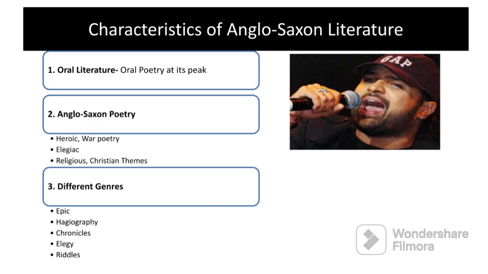Then hagiography, which is the stories on the lives of saints and martyrs. Then chronicles. Chronicles is the documenting of important events in history. Next was elegy. Elegy, I told you, is a funeral song. Then riddles. Riddles are like paheli. Riddles are those confusing questions in which we ask a question to the other person, like puzzles. Okay, so riddles were also very famous at this time.